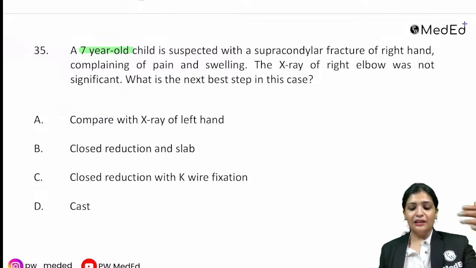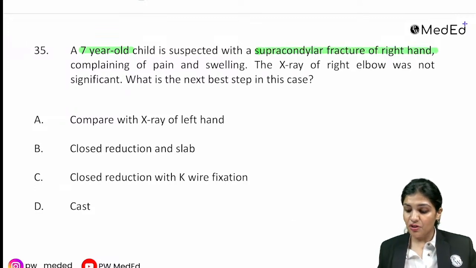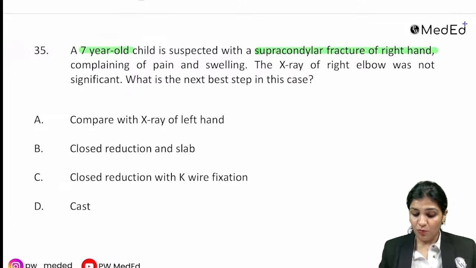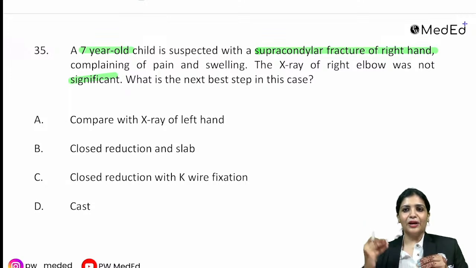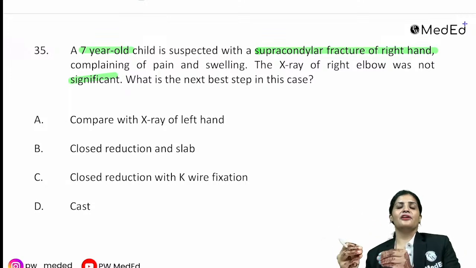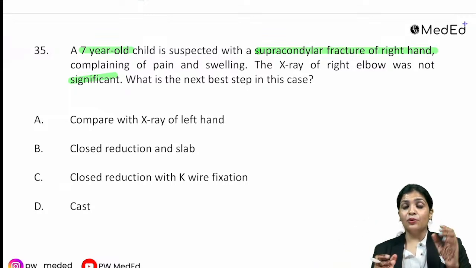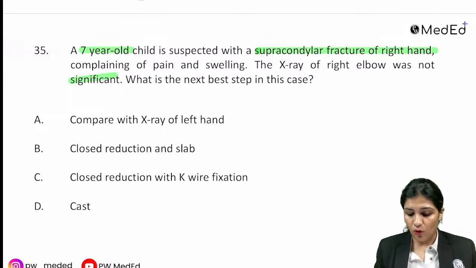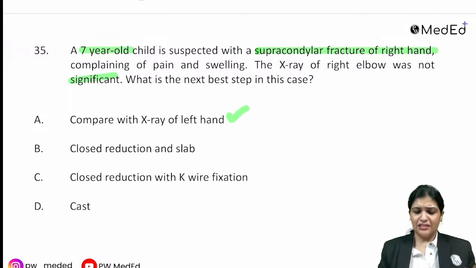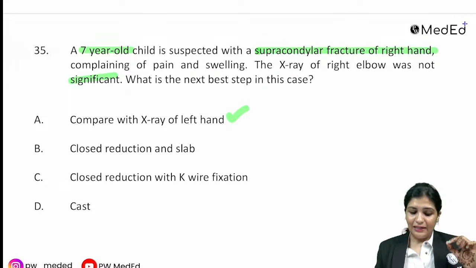So here when the question starts with a child, you have to always keep in mind that you need an opposite X-ray. With a suspected supracondylar fracture, the X-ray was not significant. Once you take the clinical history and put up the clinical diagnosis of supracondylar fracture, you order an X-ray, and if in this X-ray you don't see any fracture, then the next best step is always to compare it. That is the next best step. There is no doubt about it. So if that step is not done, that is the next best step.